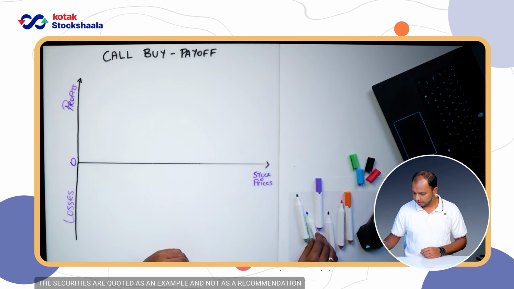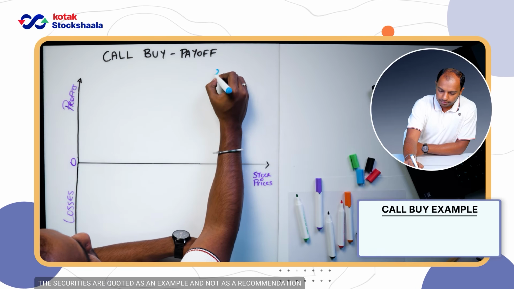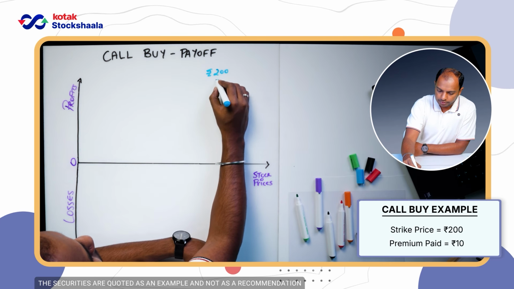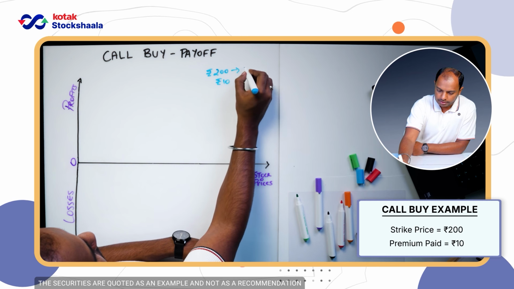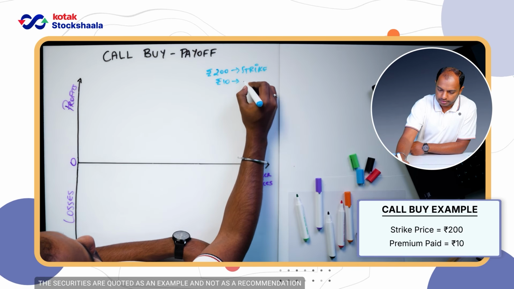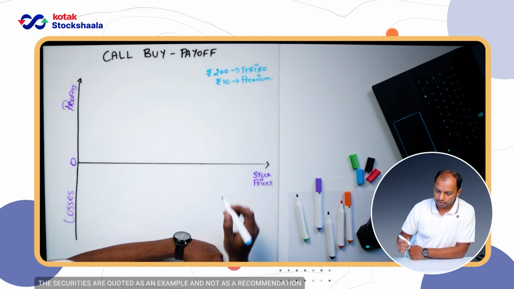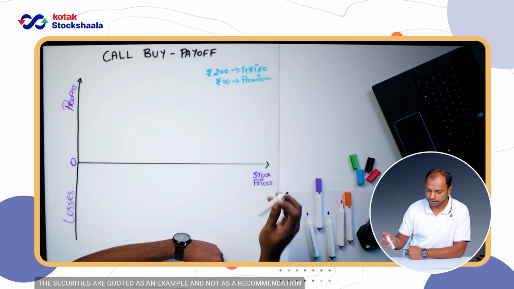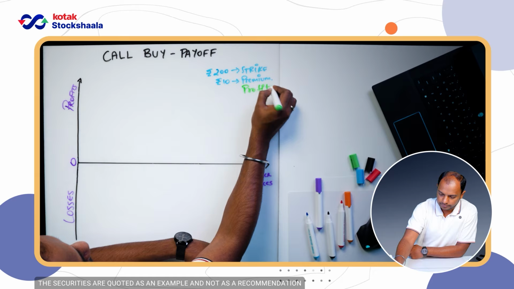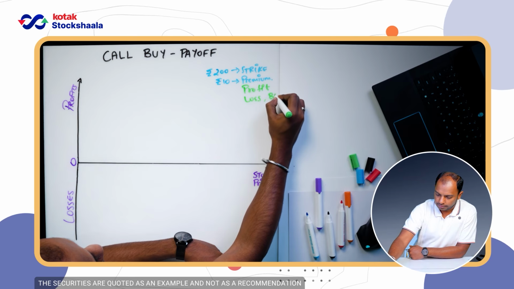For understanding this, let's take an example of buying a strike of 200 rupees by paying a premium of rupees 10. So this is the strike and this is the premium. Now our goal is to identify three different metrics. One is our maximum profit, our maximum loss, and break-even point.